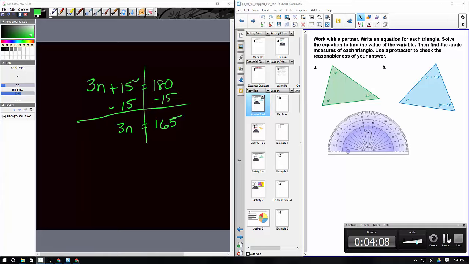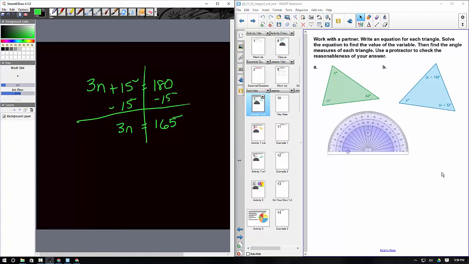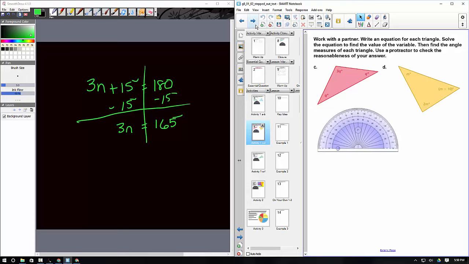All right. So in this case, the answer is 55. So 1n equals 55, and I can plug that back in and double check it. This one here, same kind of steps. I know it all equals 180. So I'm going to have 3q plus q plus q, and I'll have a total of 5q equals 180. And then you just have to take 180 divided by 5, and you get your answer.